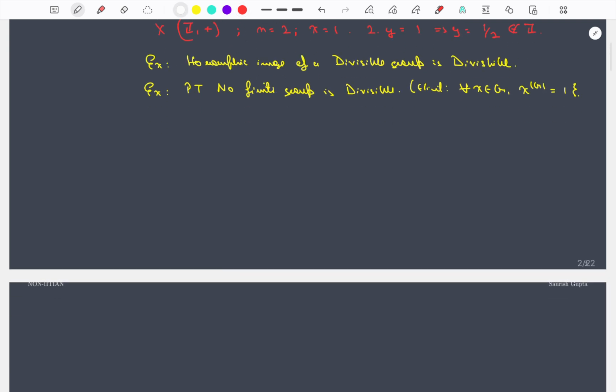Okay, the next important definition I would like to talk about in this aspect is the notion of torsion. And the definition is as follows. So an element g of a group capital G is said to be a torsion element if it is of finite order. A very simple definition.